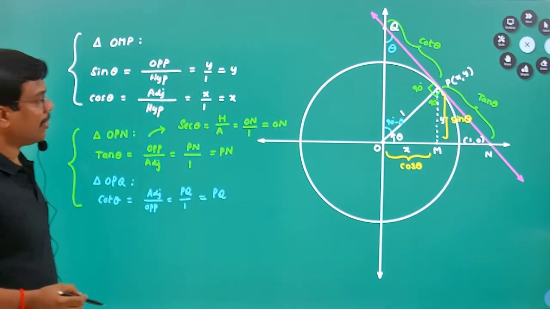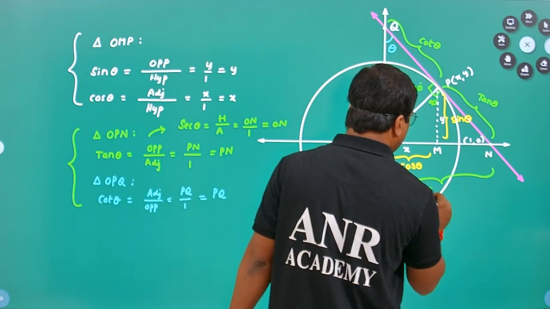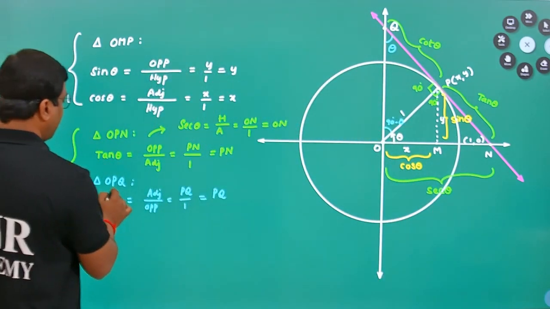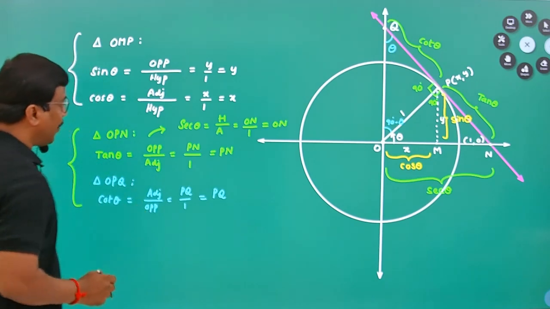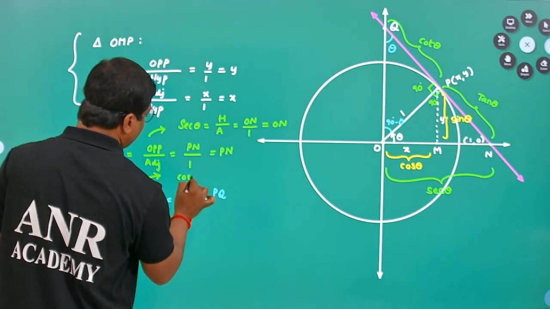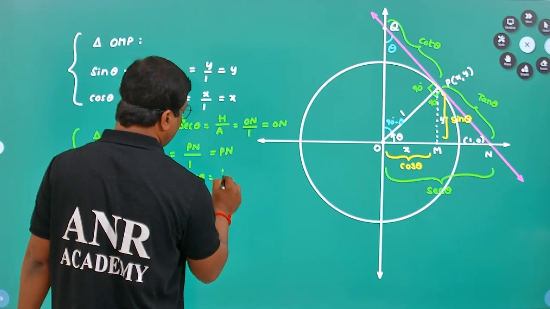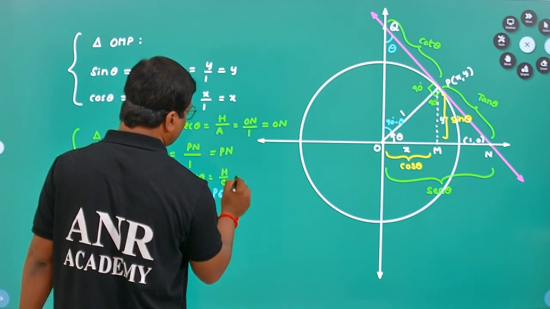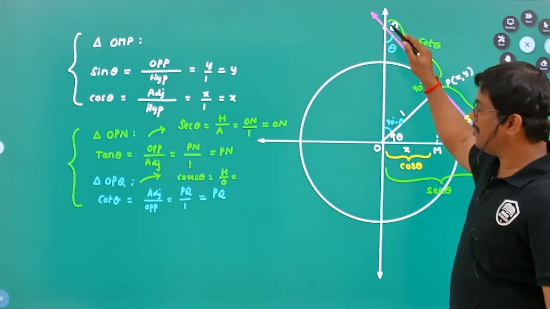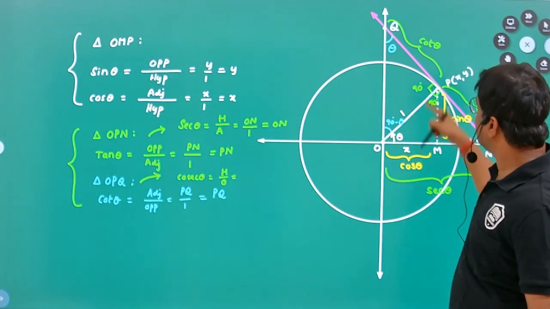So O to N, from O to N, this is clearly secant theta. Next, here from the triangle OPQ, I am going to write cosecant theta. What happens? Observe. Cosec theta can be expressed as hypotenuse divided by opposite. Observe the triangle OPQ. This one is the triangle OPQ, and we have to express hypotenuse and opposite.